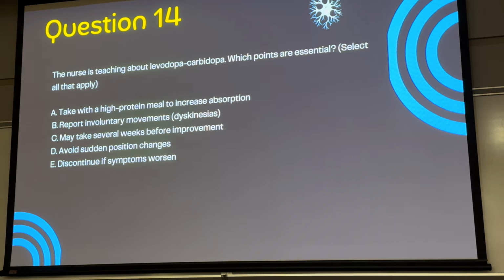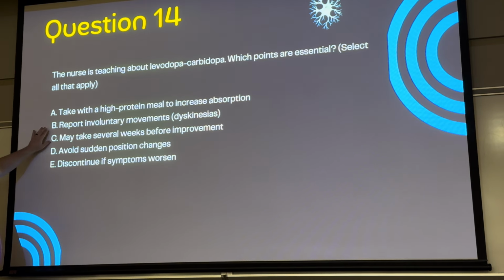Nurse is teaching about levodopa, carbidopa. Which points are essential? I know I said don't worry about medications too much, but this one's just on here. I think A. And B. I know for sure C. Okay, we know for sure C, may take several weeks before improvement. Good, I like that. D, I'm gonna say B.